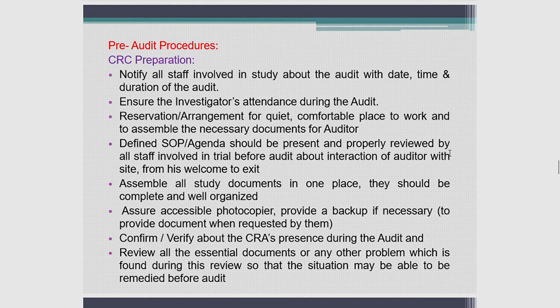CRC preparation. Notify all staff involved in the study about the audit with date, time, and duration of the audit. Ensure the investigators' attendance during the GCP audit, reserve a quiet, comfortable place to work, and assemble the necessary documents for the GCP auditor. Defined SOPs should be present and properly reviewed by all staff involved in the trial before the audit, covering interaction of the auditor with the site from welcome to exit.